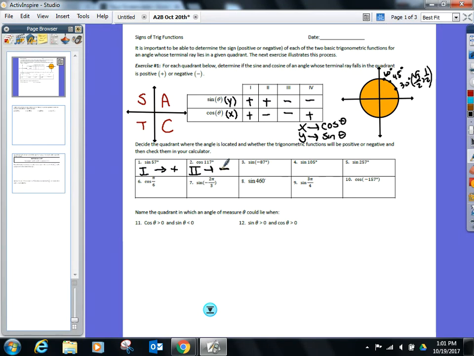Let's go to negative 87 degrees. Now be careful, we're going in a clockwise direction, which means negative 87 would be in quadrant 4. Now let's take a look. What do we know in quadrant 4? Only cosine is positive. So that would mean sine would be negative.